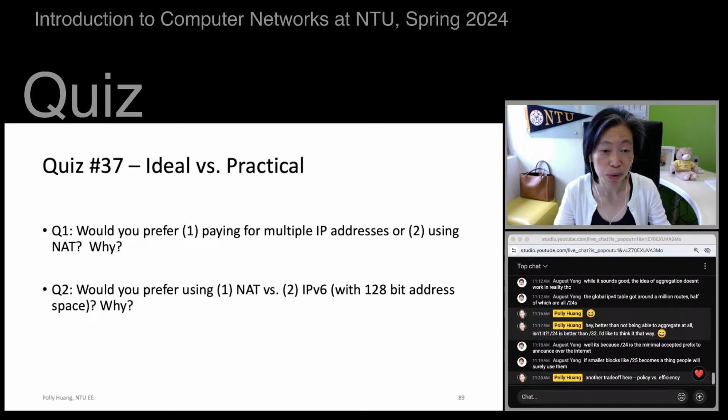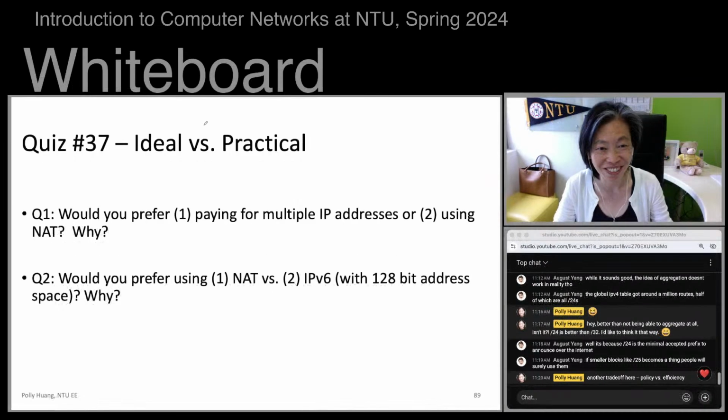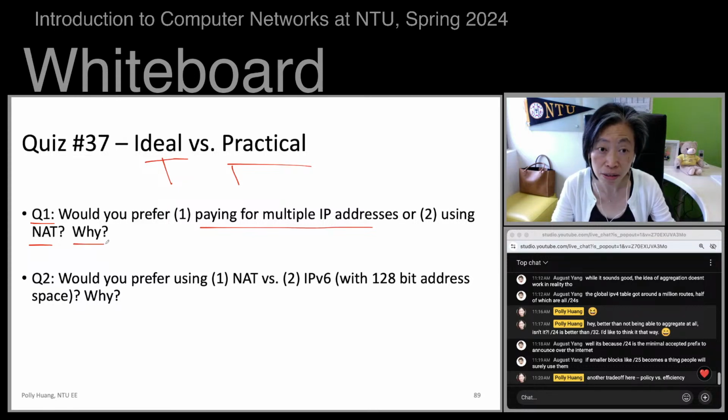Now let's go on to quiz 37, ideal versus practical. Are you more an ideal person, or a person who always looks for a practical solution? So to speak, this is like a test to see which type you are. Q1 asks, would you prefer paying for multiple IP addresses or using NAT, where you pay only for one IP address? I know it's subjective, you take your pick, but tell us why. Q2, would you prefer using NAT or the alternative IPv6, which is a way bigger address space? Again, subjective, but tell us why.